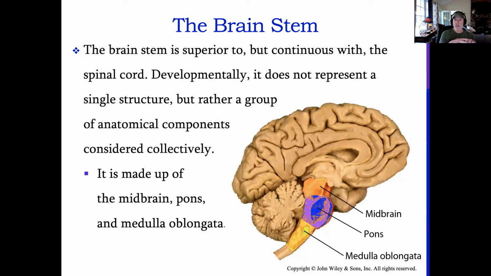Brainstem is the inferior most part of the brain. It is going to consist of three different regions, the medulla oblongata, the pons, and the midbrain. And each one of those regions is going to have a very specific job.